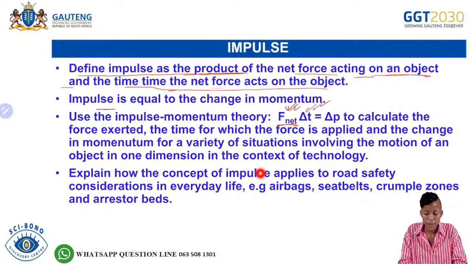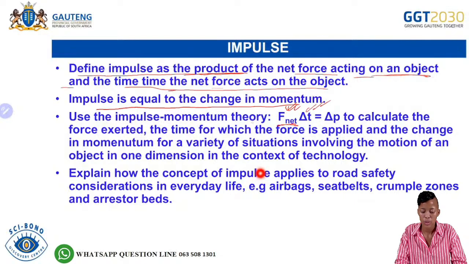And then it says impulse is equal to the what? Is equal to the change in momentum. So this product of F net times the time is therefore equal to the change in the momentum. We have already spoken about this one, the change in the momentum.